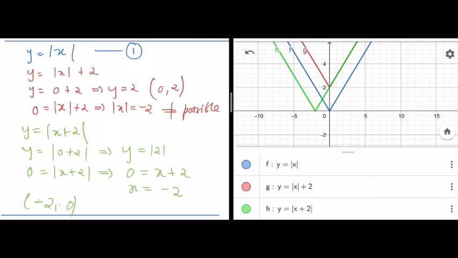So if my constant is outside the mod function, the graph will shift either above or below, depending on whether the constant is positive or negative. But if my constant is within the mod function, then my graph will shift either towards the right or left, depending on the value of the constant. If it is mod of x plus 2, it will be towards the left. If it is mod of x minus 2, it will be towards the right.